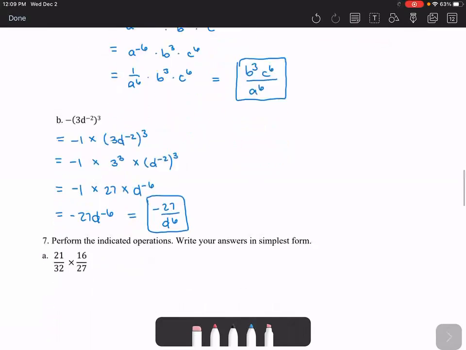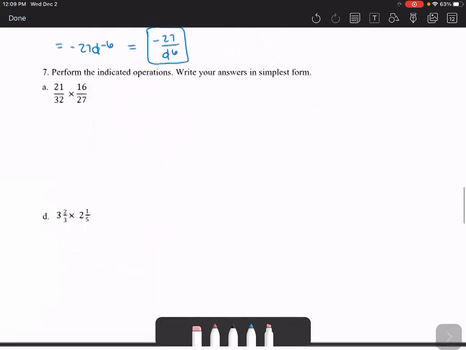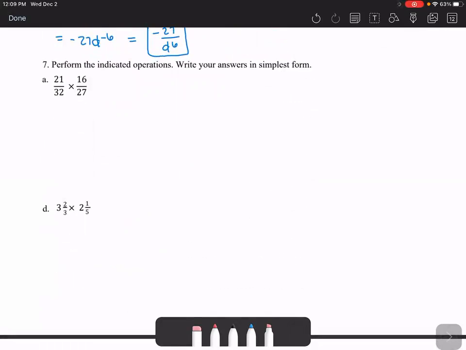Okay, so another commonly missed question on exam 2 version 2 was dealing with operations with fractions. So these are both questions about multiplying fractions. So the first one is 21 over 32 times 16 over 27. So remember that our multiplication algorithm for fractions just says to multiply straight across. So this is 21 times 16 over 32 times 27.